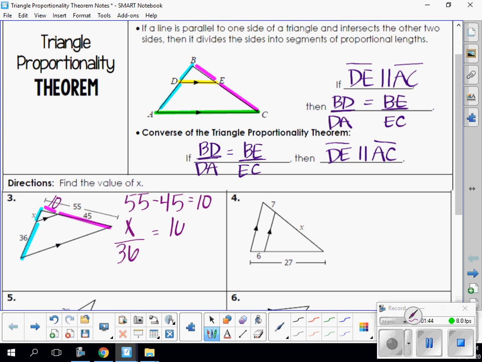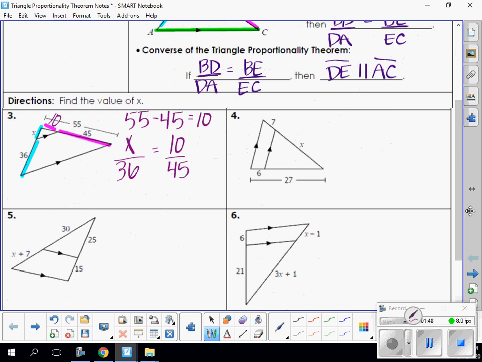So setting it up, I like to go the smallest one, so x is smallest of the 36, so it's going with 10 because that's smallest of the 45. It's setting us up to cross multiply. And then dividing, so that's going to get us 8. So make sure you find that missing length if you need to, and go ahead and pause the video and try number 4 on your own.